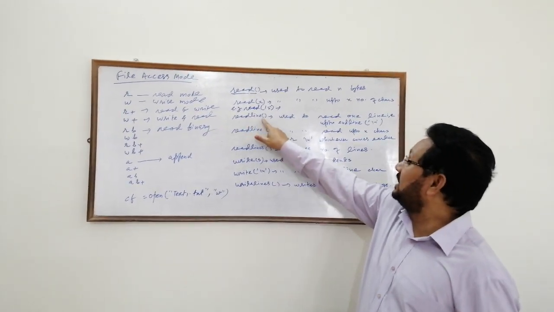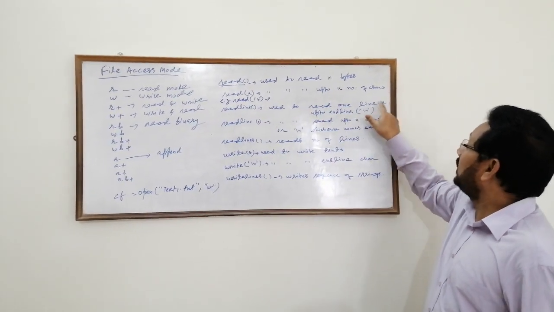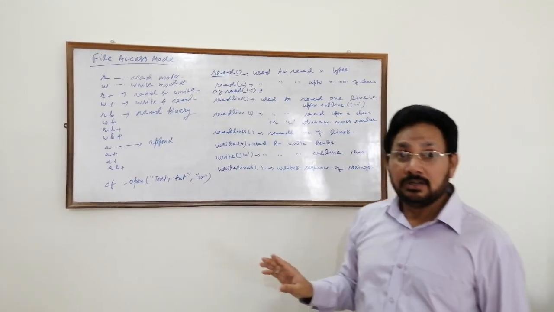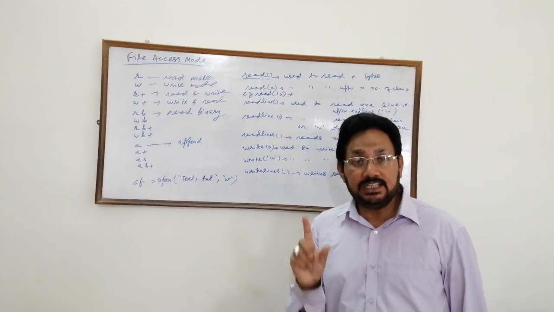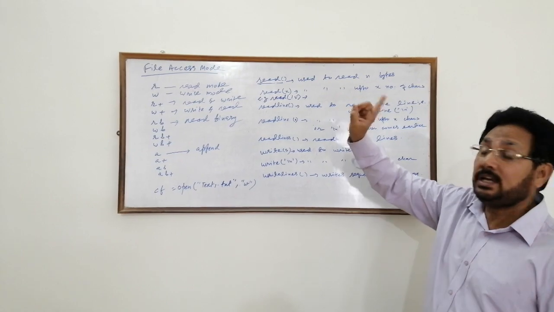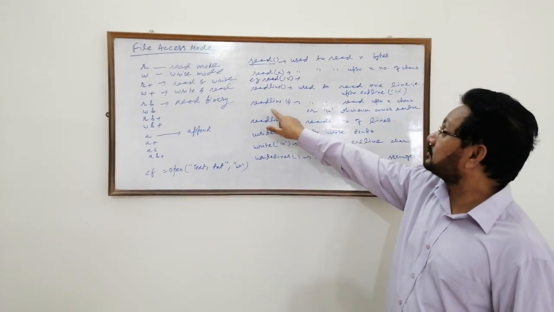Next is readline. Used to read one line, that is up to the end line character \n. Suppose we have 3 lines and each line is terminated by \n. So readline will read only one line at a time.